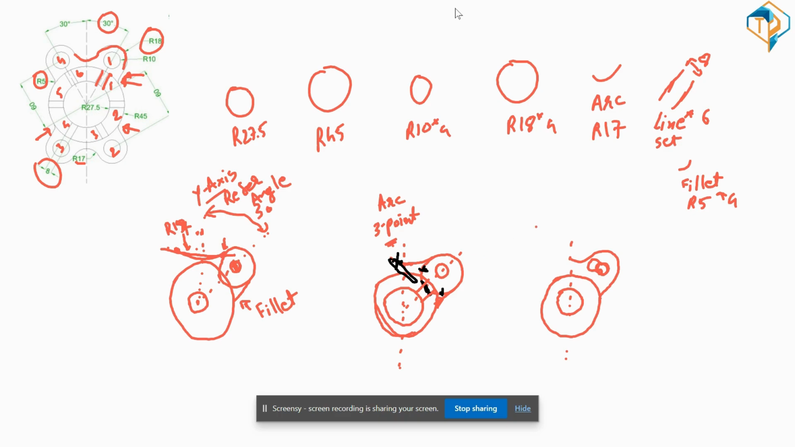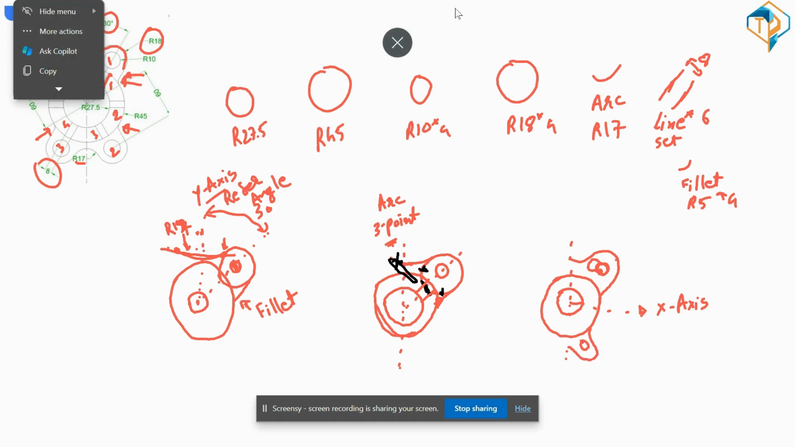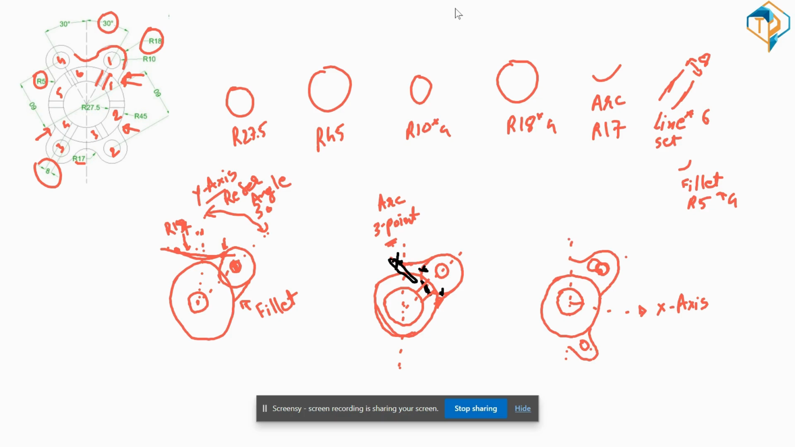So how will it mirror? Using mirror, first mirror it on the x-axis, then it will create another part here. Then select both of these and mirror to the y-axis. Don't bother with the size, this is just for understanding, and this is the y-axis.